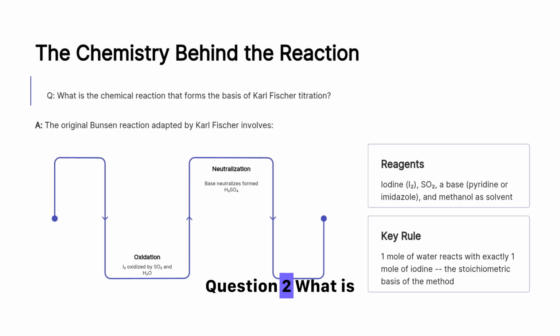Question 2. What is the chemical reaction of KF titration? Answer. Karl Fischer titration is based on the Bunsen reaction. Iodine is oxidized by sulfur dioxide and water, forming sulfuric acid, which is neutralized by a base like pyridine or imidazole. Methanol acts as the solvent. The stoichiometry is precise. 1 mole of water reacts with 1 mole of iodine.